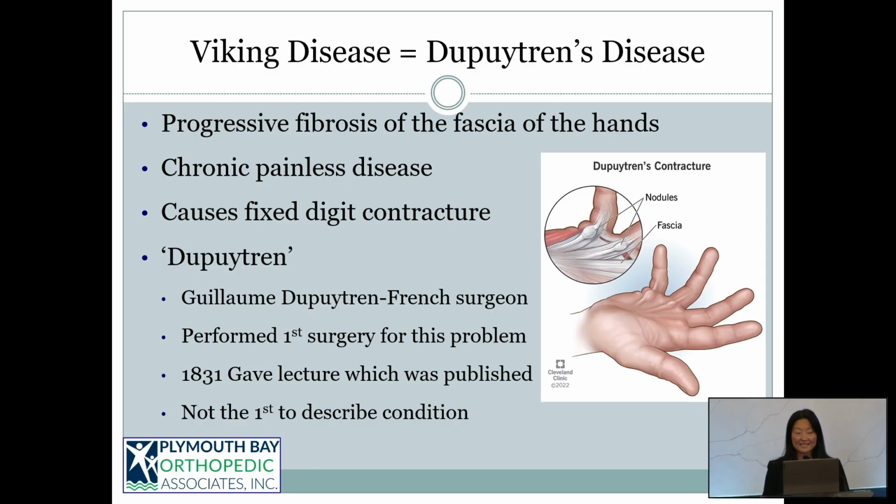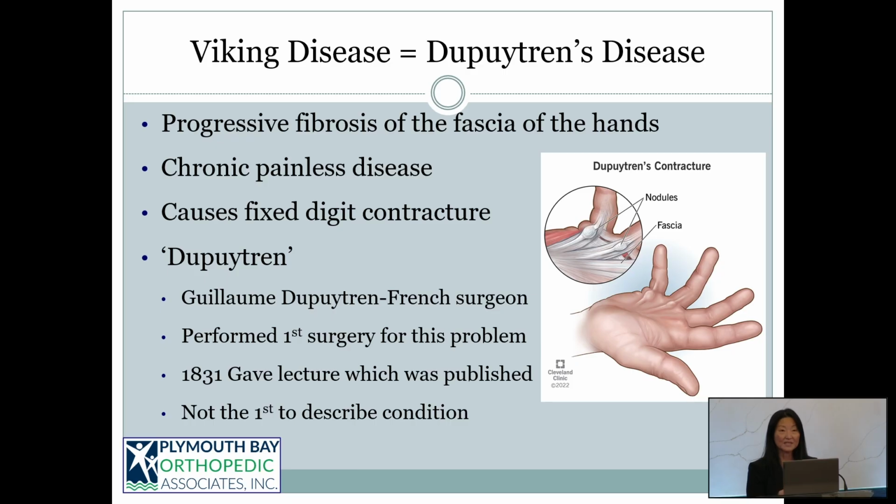So Viking disease, basically it's this progressive fibrosis of the fascia in the hand. So what that means is directly under the skin is a layer of soft tissue called fascia. And so when that starts clumping together and then causing kind of these bumps and fibrosis along that fascia, that's really what Dupuytren's is. It's a chronic progressive problem. It's also painless. So if you ever develop pain in your hands and you have these bumps, it's not because of the Dupuytren's. There's probably something else going on.